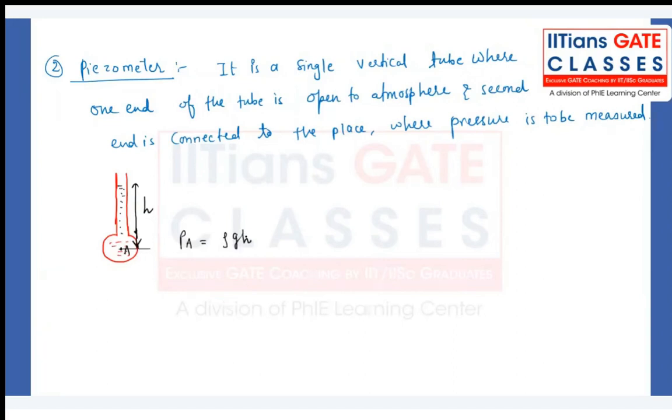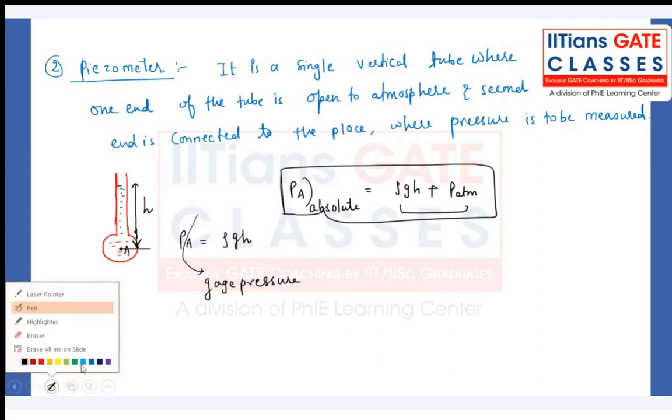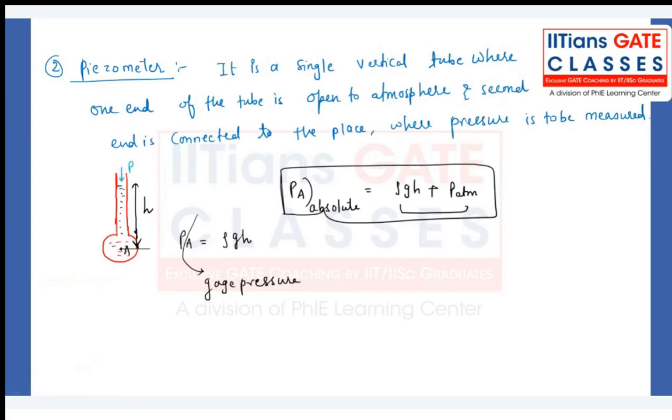Now tell me guys, whether this is giving me the gauge pressure or the absolute pressure. Rho gh, whatever the pressure value is, will give me the gauge pressure. If I want to measure the absolute pressure, for that purpose what can we write? We have to add P atm: rho gh plus P atm. So this will give me the absolute pressure, right? Because when the tube is open to the atmosphere, P atm will also be acting, right? So make a note of it.